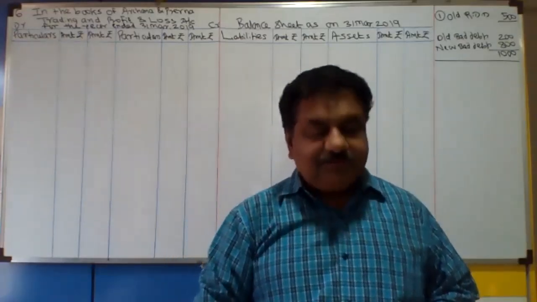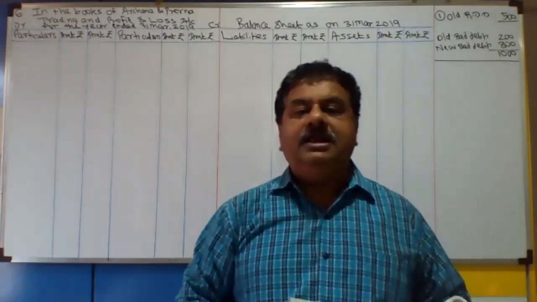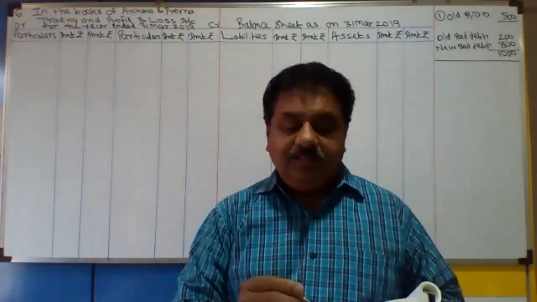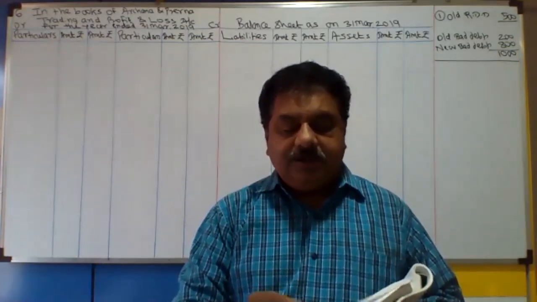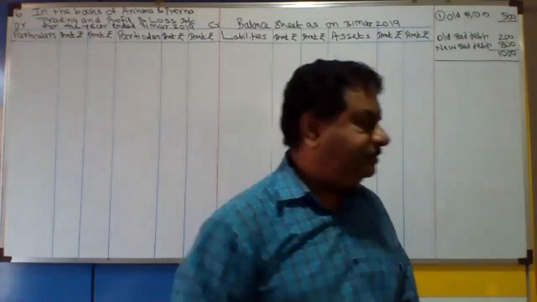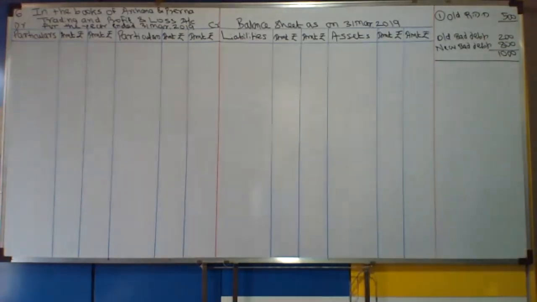Allow interest on capital at 3%. So it is directly having an effect on capital. You can tick mark the capital of Archana and Prerna.